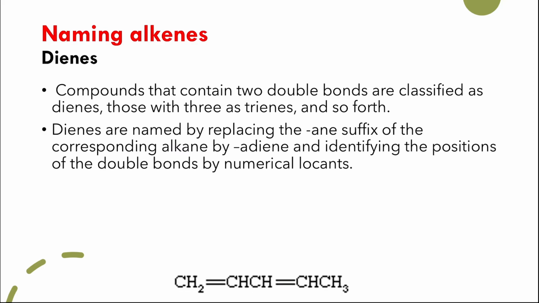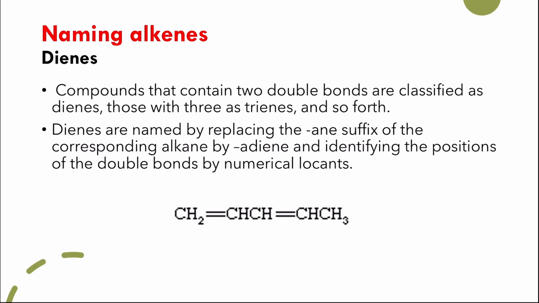So for example, when you have this compound which has 5 carbon atoms, we have a double bond here on carbon number 1 and the other double bond starts on carbon number 3. So the final name is 1,3-pentadiene.